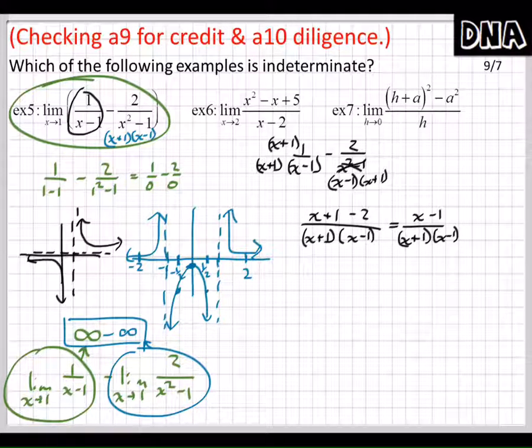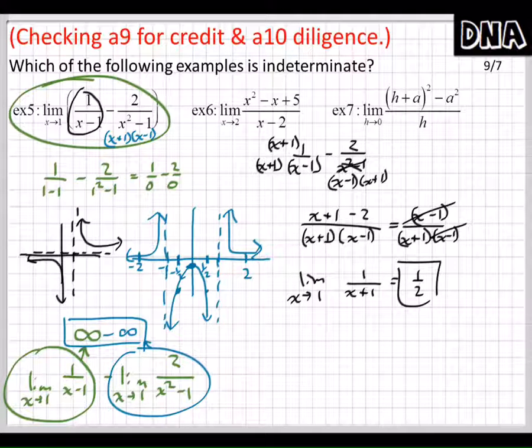Use some algebra. See if you can cancel some stuff out. Can we cancel stuff out now? Yes. Peace out. They died. So now we have 1 over x plus 1, and we have to find the limit of this as x approaches 1. What does that equal? 1/2. Okay? Ask me questions. Let's go.